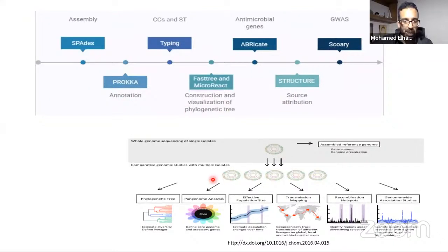Using these pipelines, you can divide your analysis, for example into a phylogenetic tree if you are checking epidemiology. If you are typing, you can use the core genome, soft core genome, or the pangenome analysis. You can determine the transmission cycles, as I mentioned later. Also, you can determine the recombination hotspots.